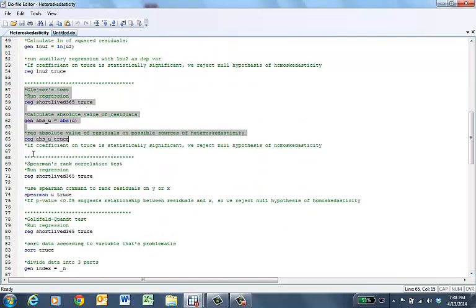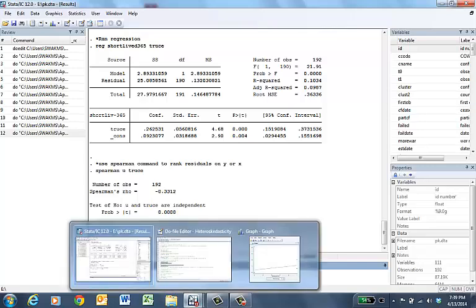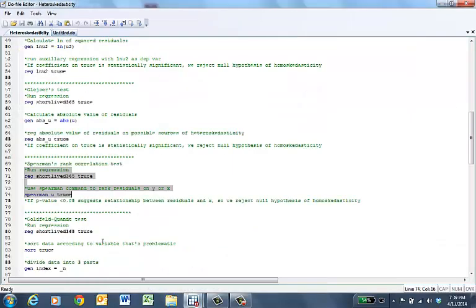So we reject the null hypothesis of homoskedasticity. Another test is the Spearman's rank correlation test. So you use the Spearman command to rank the residuals, and you can do this either on the y variable or on your x variable that you believe is the source of heteroskedasticity, which is truth. So the p-value is less than 0.05, so we can say at conventional levels, in this case at over a 99% confidence level, we reject the null hypothesis of homoskedasticity.